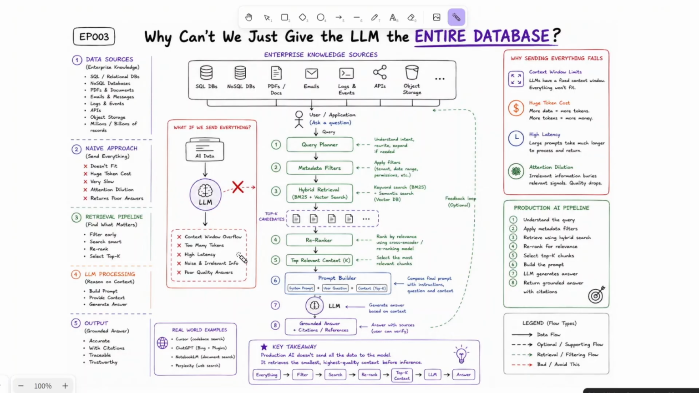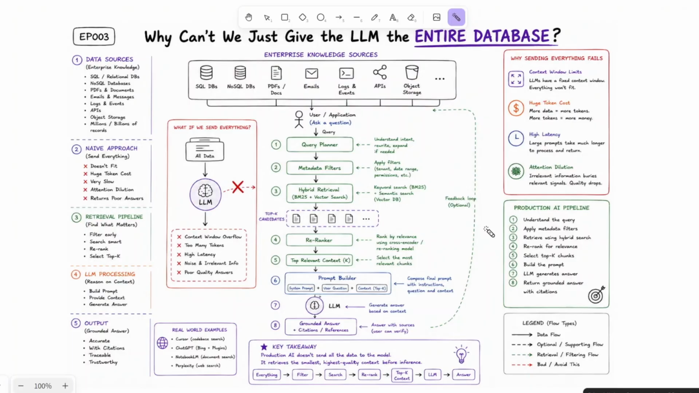Here's the part that surprises most people. More information doesn't always produce better answers. Imagine asking someone to find one sentence inside a 1,000-page book, while they're forced to keep every page open at the same time. Important information becomes buried among irrelevant details. Modern language models face a similar challenge. The more unrelated context you include, the harder it becomes to focus on what actually matters. This phenomenon is often called the needle in a haystack problem.